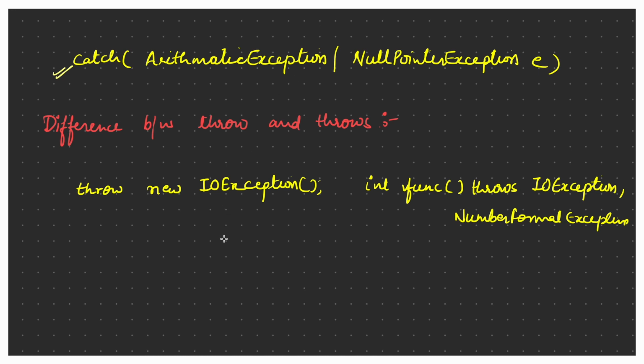Second point is, throw is used to throw one exception at a time, whereas the throws keyword can be used to declare multiple exceptions at a time. I intentionally mentioned these two exceptions using the throws keyword just to show you that not just one, we can declare multiple exceptions using throws, and throw is just for one exception at a time. I hope the difference is clear. This is the key difference between the throw keyword and the throws keyword.